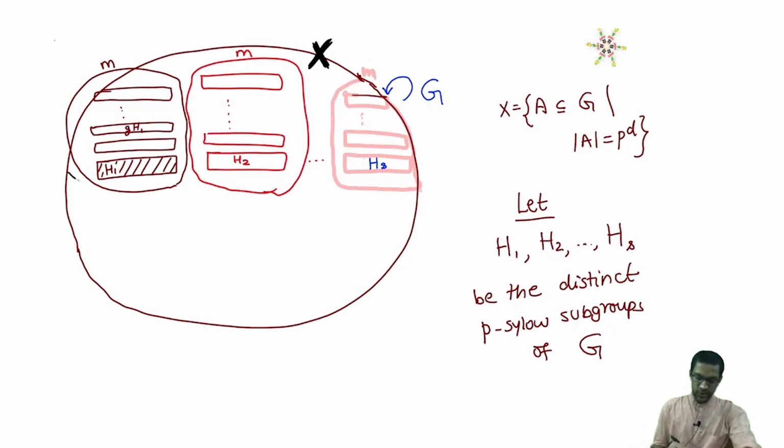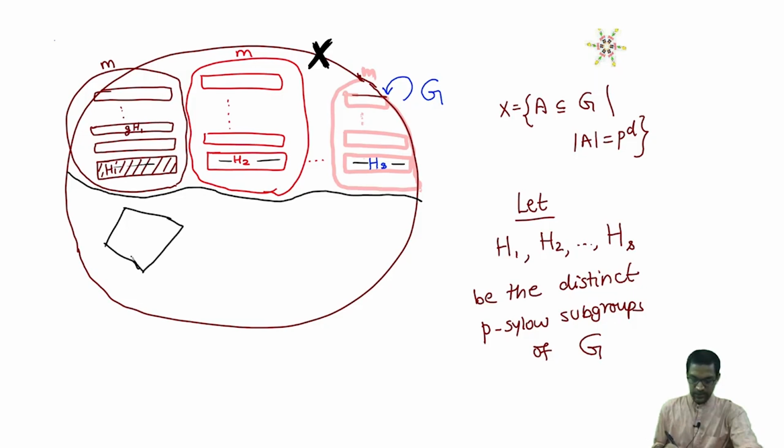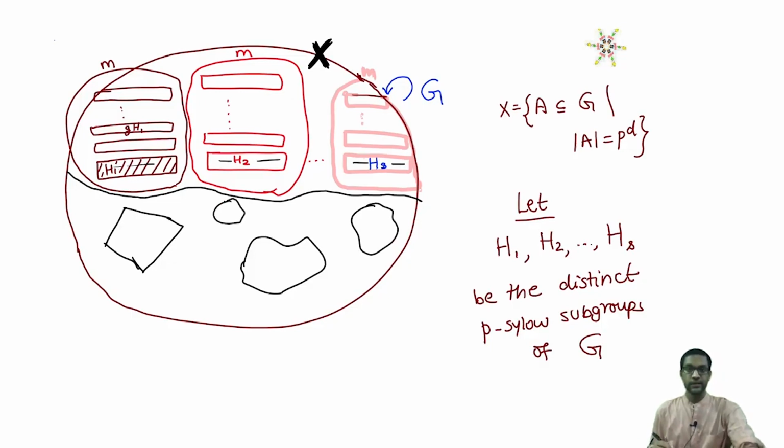Of course, this doesn't exhaust all the elements of X, because these are all very special subsets of cardinality p power d. These are either the p Sylow subgroups themselves or their left cosets. Okay, so these are some very, very special kinds of subsets of cardinality p power d. But of course, there will be lots of other random subsets, right? So there are many, many other subsets of cardinality p power d in the group G. So of course, I have to look at all of them next.